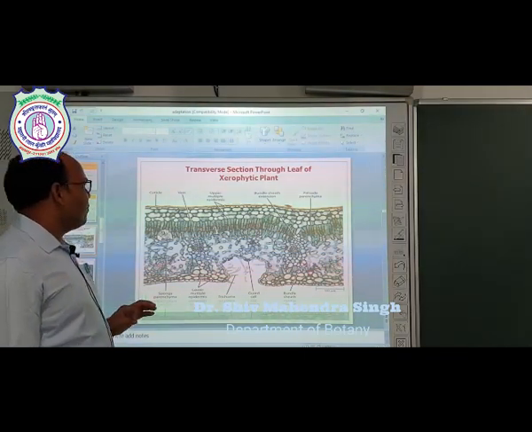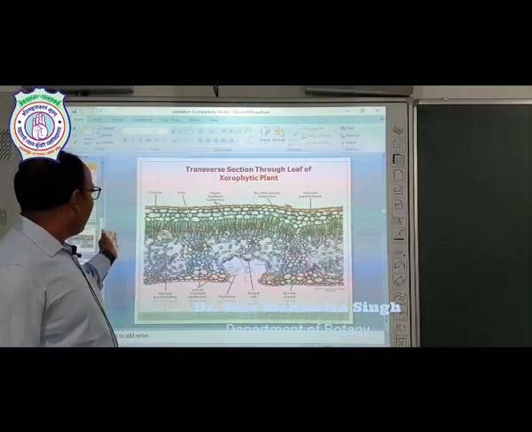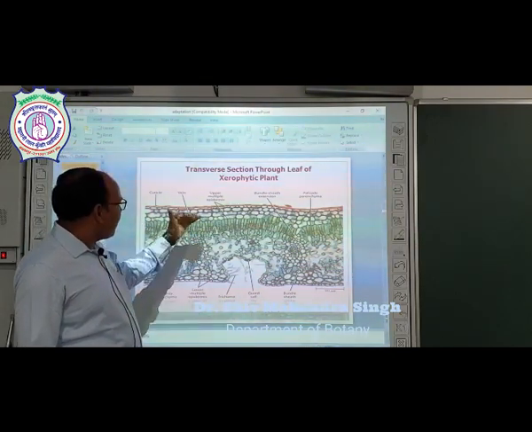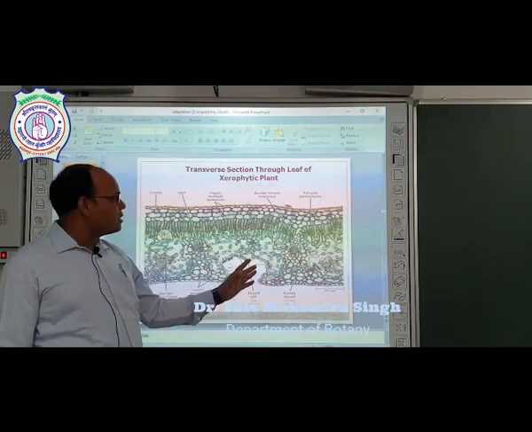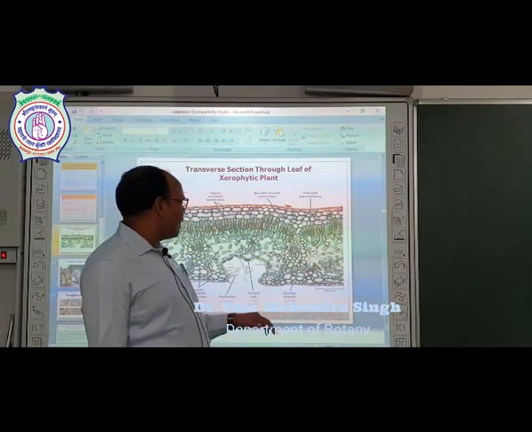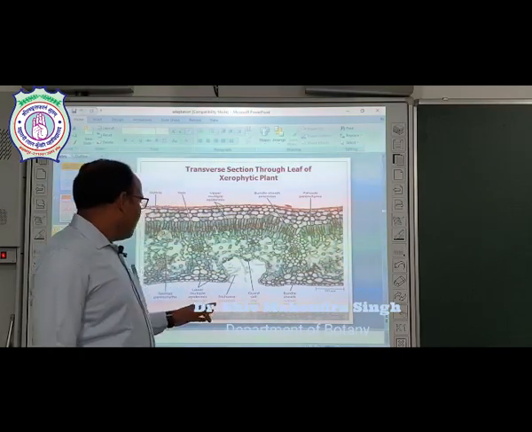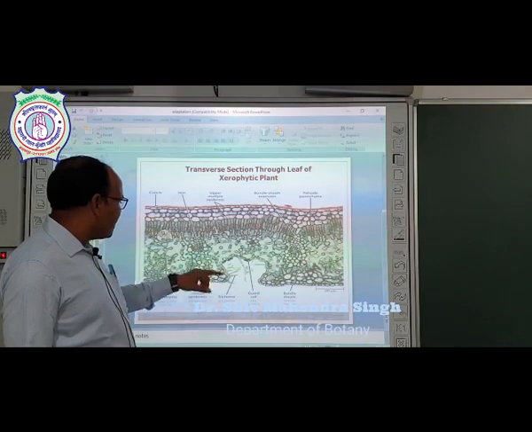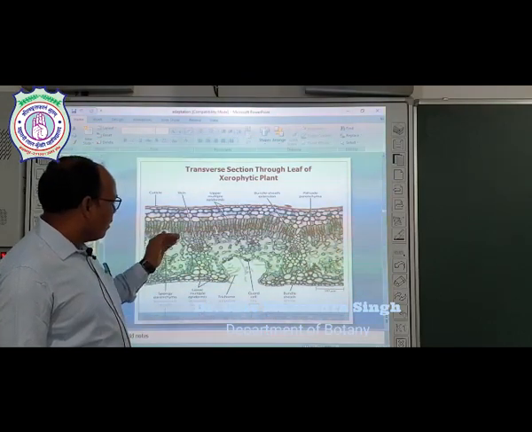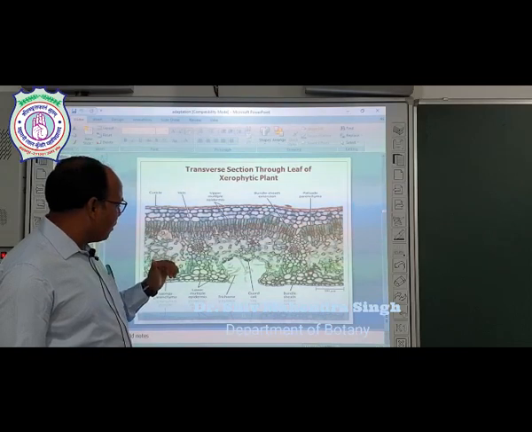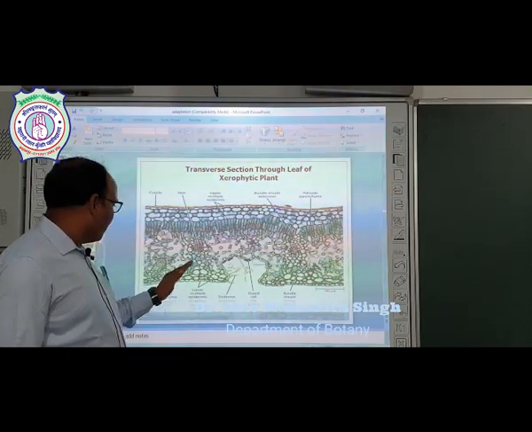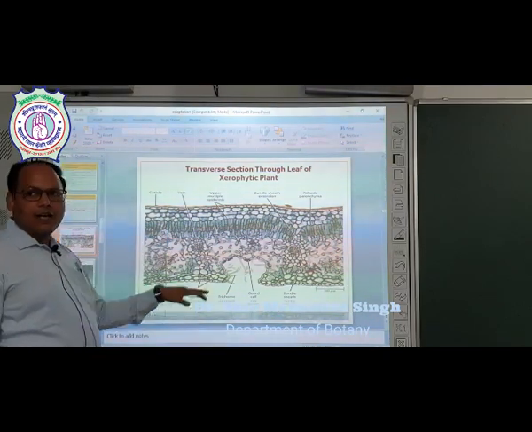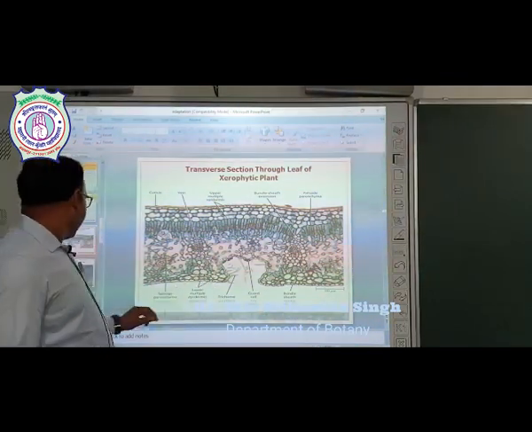This is a transverse section through the leaf of a xerophytic plant. It shows the upper cuticle, vein, upper multiple epidermis, bundle sheath, palisade parenchyma, and guard cells covered with trichomes, hair-like structures which help to reduce direct air currents. Then the lower multiple epidermis and spongy parenchyma. These characters are shown in xerophytic plants.